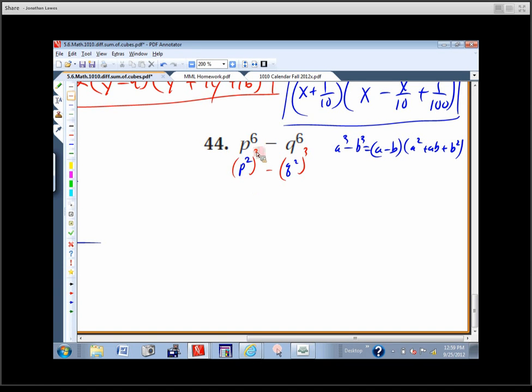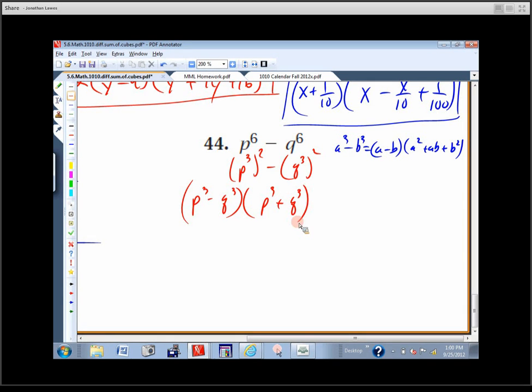If we thought of it this way, let's think of it as a difference of squares. This would be p cubed squared. This would be q cubed squared. So then this would be p cubed minus q cubed and p cubed plus q cubed.